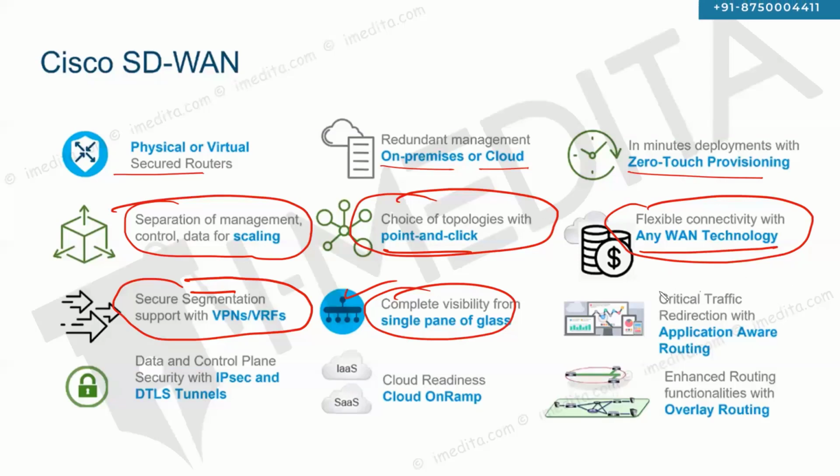Critical traffic redirection with application aware routing. In SD-WAN, the routers come with a feature called application aware routing, which means that on a router you can create a policy that, for YouTube, sends the traffic through this circuit or that circuit. For SIP, session initiation protocol, which is what we use in voice over IP, use this or that circuit. So the routers have got that capability as well.